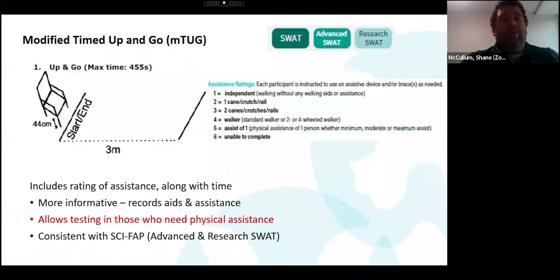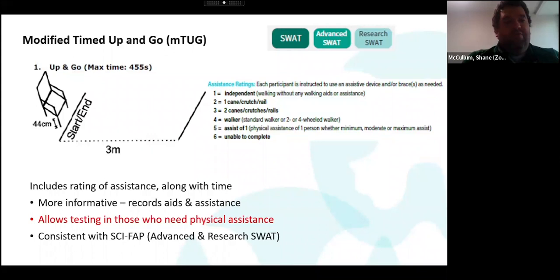The modified timed up and go. So the difference between the regular versus the modified here is that you actually multiply the time by the assistance rating. So the assistance rating you'll see on the slide here from 1 to 6. So if somebody's walking independently with no gait aids or assistance, then they would have a 1, versus unable to complete would be a 6. And then you can also have hands-on physical assistance of 1 person to assist with this as well. Traditionally, when our therapists do the tug, we don't have any hands-on assistance, so there's a bit of a modification as well.